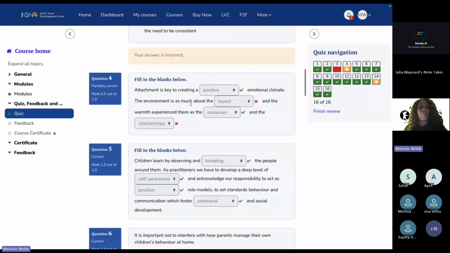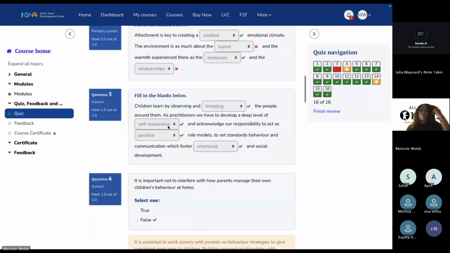Okay, so the environment is as much about the relationships and the warmth and experience there as the resources and the layout. That makes sense. Yeah, that does make sense.